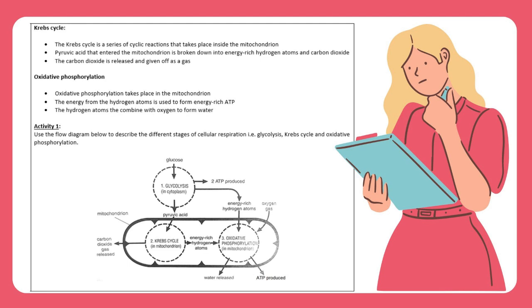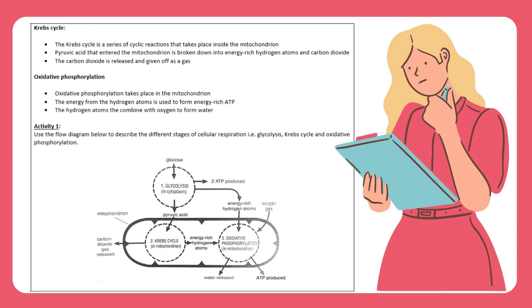Krebs cycle. The Krebs cycle is a series of cyclic reactions that takes place inside the mitochondrion. Pyruvic acid that entered the mitochondrion is broken down into energy-rich hydrogen atoms and carbon dioxide. The carbon dioxide is released and given off as a gas.